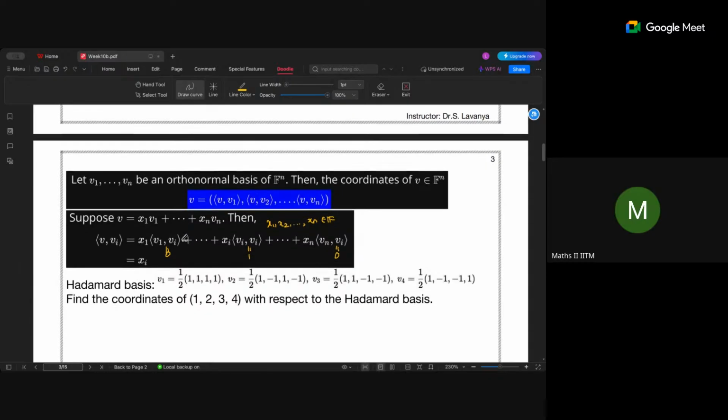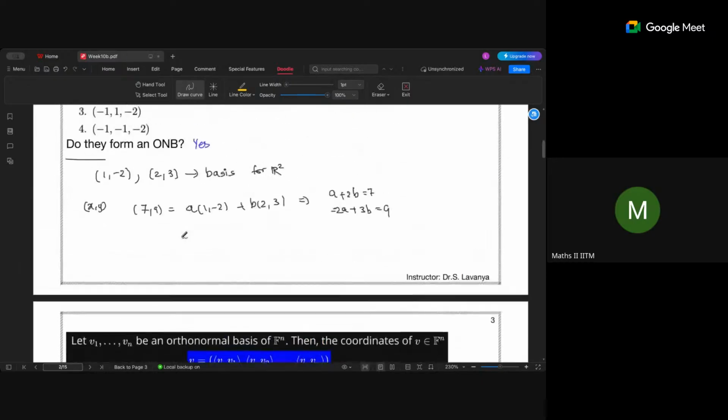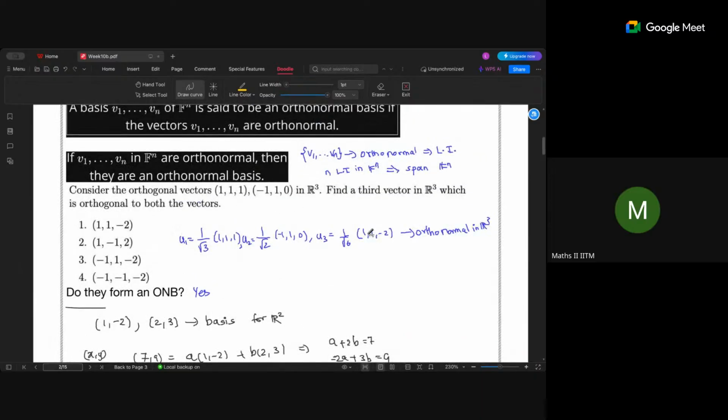See, let us say you are in R2 or R3. Even in this case, you already have an orthonormal basis. Now for this orthonormal basis, given any vector, how can you express it as a linear combination of these vectors? Let us try. Can you write 2 comma 3 comma 5 as a linear combination a1 u1, a2 u2, and a3 u3? What are the coefficients? How do you compute them?